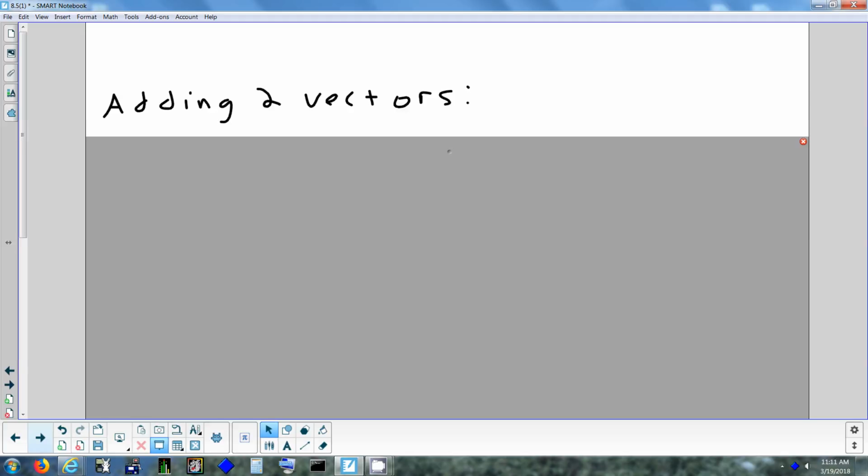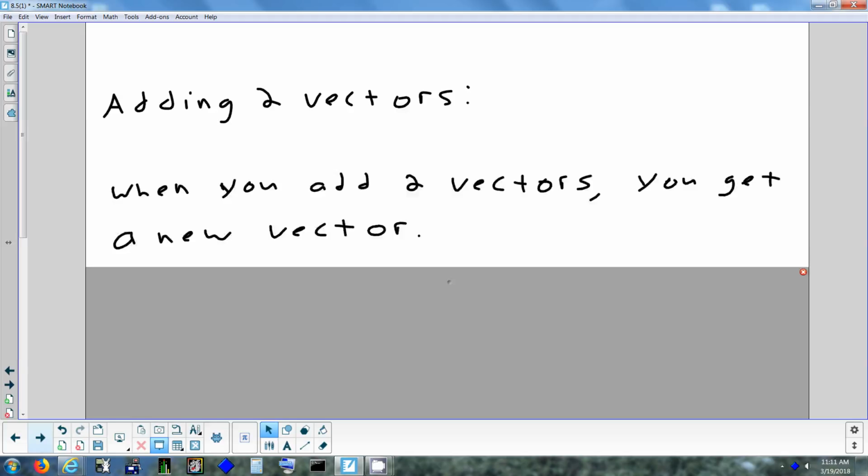But the idea is when we each push, there's a new force on the table, a combined force of both of us pushing together. So the idea is when you add two vectors together, you get a new vector. Okay, so two forces acting on the same object, you have a new magnitude and you have a new direction for that force.